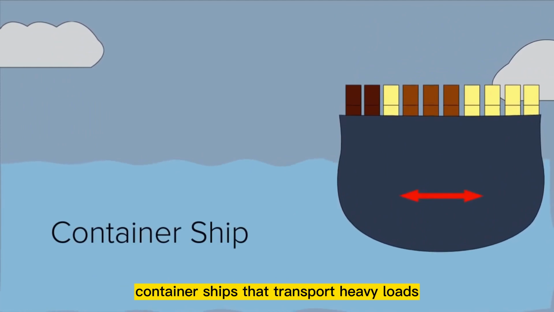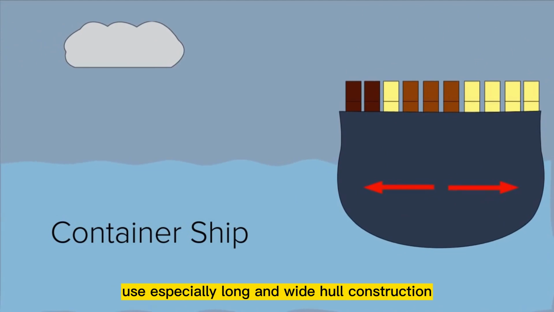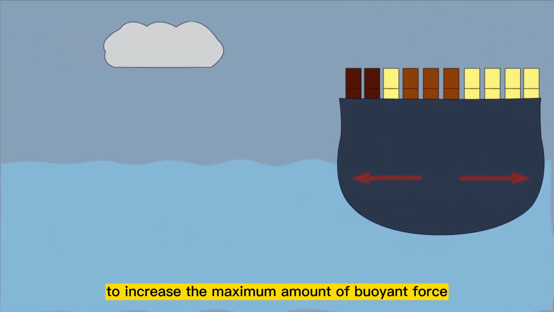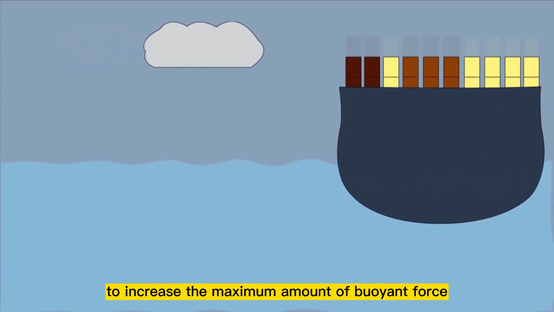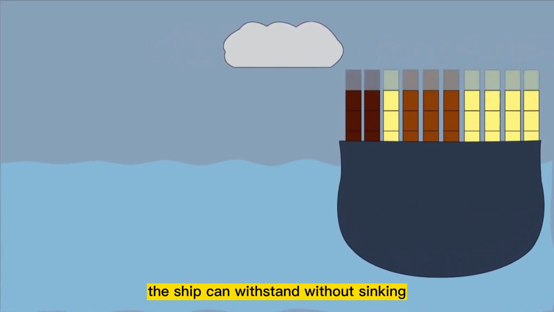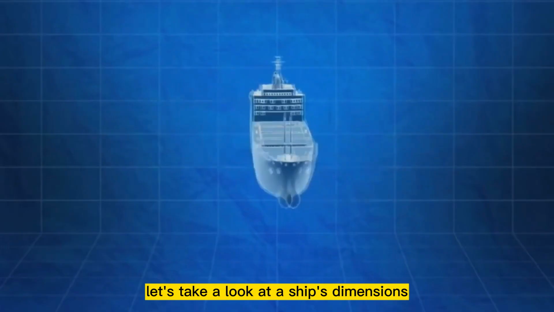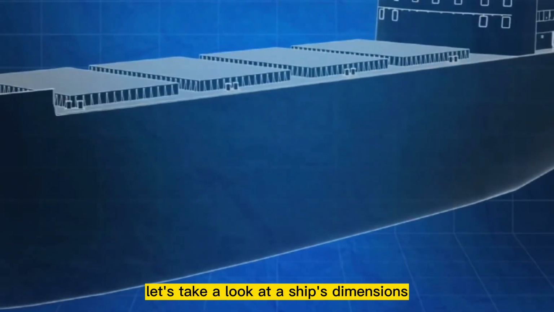Container ships that transport heavy loads use especially long and wide hull construction to increase the maximum amount of buoyant force the ship can withstand without sinking. If a ship's load is too heavy, it will sink. Let's take a look at a ship's dimensions.